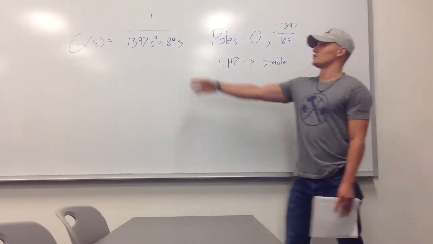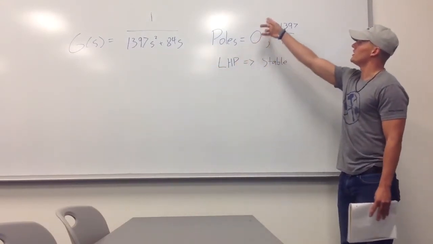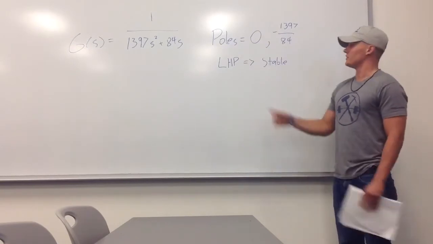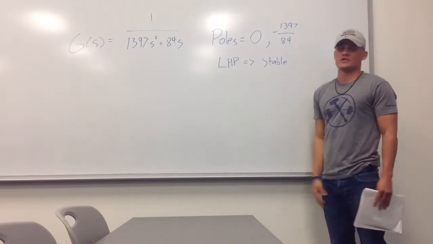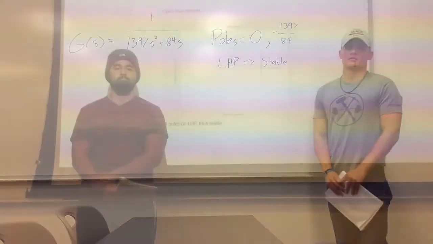So ultimately, this is the transfer function we came up with. It's a second order system with poles at 0 and negative 1,397 over 84. Since both these poles lie in the left-hand plane, they're going to be stable. And up next is Malua with further analysis.